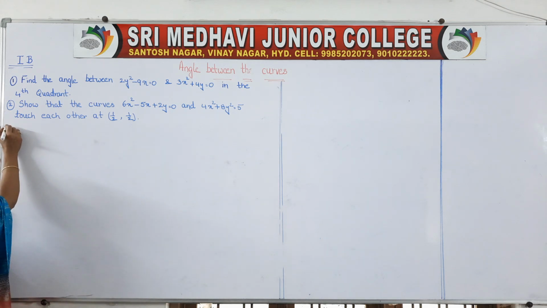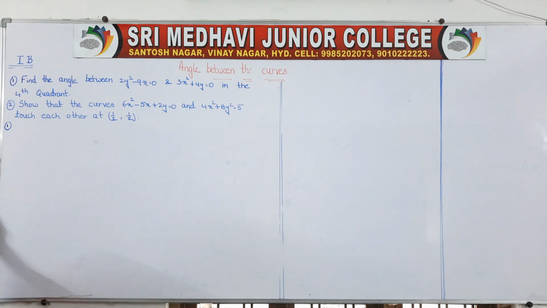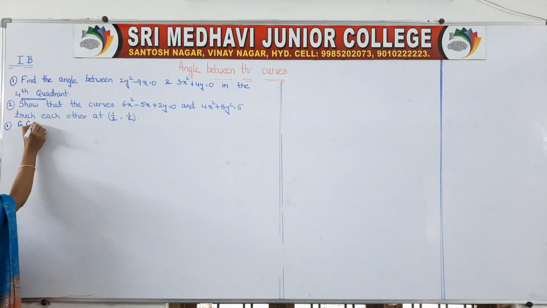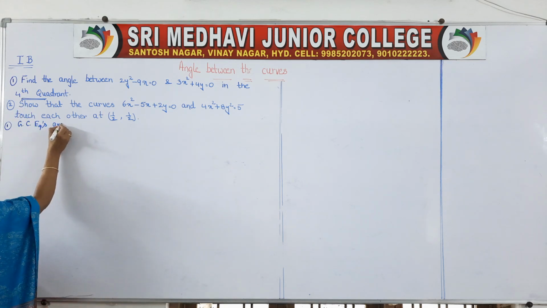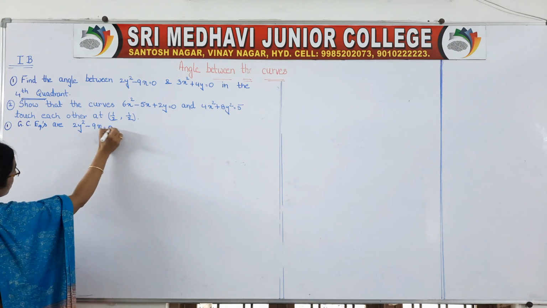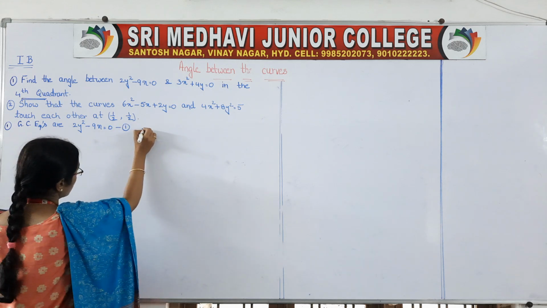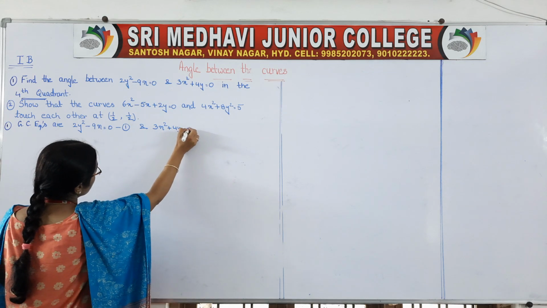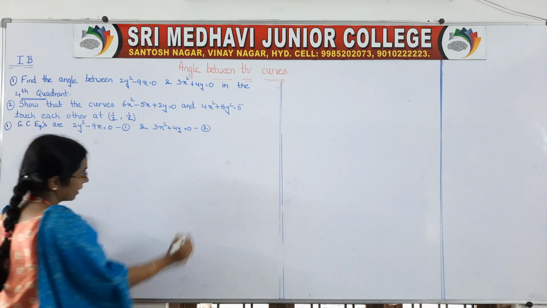So what is the first question? Find the angle between 2 given curves in the fourth quadrant. Especially here it is mentioned to find the angle in the fourth quadrant. So what are the given curve equations? The first is 2y square minus 9x is equal to 0. This is your first curve equation, and 3x square plus 4y is equal to 0 is your second equation.